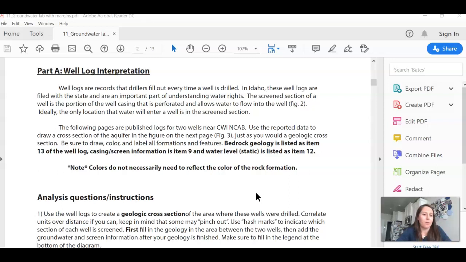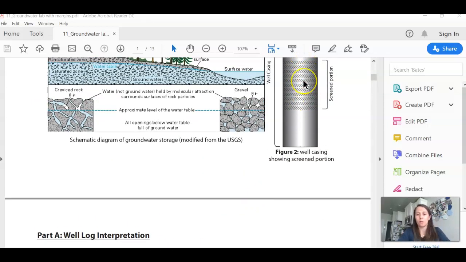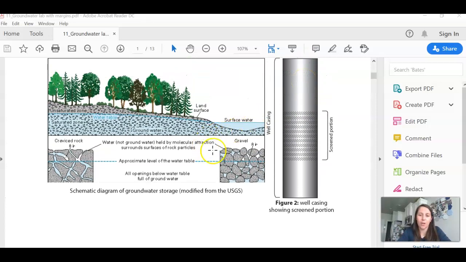And so I'm going to read this. Well logs are records that drillers fill out every time a well is drilled. In Idaho, these well logs are filed with the state and are an important part of understanding water rates. The screened section of a well is a portion of the well casing that is perforated and allows water to flow into the well. So here he's referring to figure 2. This would be this location right here. So that's what's perforated, and that's where water can actually go in through and eventually be pumped upwards.